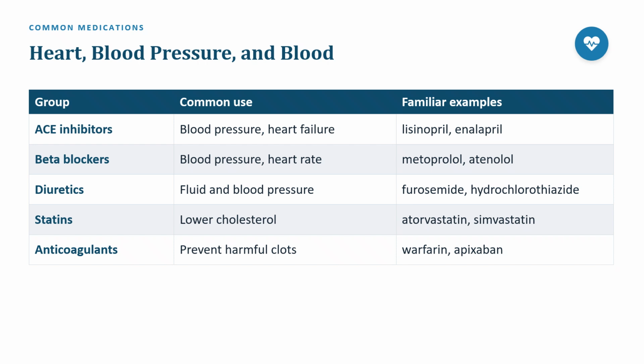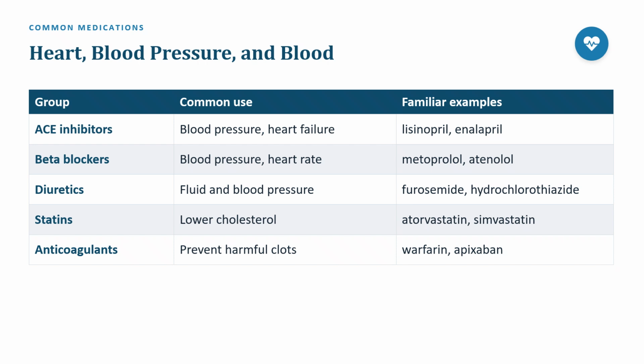Beta blockers, ending in olol, treat blood pressure and control heart rate, such as metoprolol and atenolol. Diuretics, often called water pills, help the body shed excess fluid and lower blood pressure, and common examples include furosemide and hydrochlorothiazide. Statins lower cholesterol, and you will see atorvastatin and simvastatin very frequently, recognizable by the statin ending. Anticoagulants or blood thinners prevent dangerous clots, with warfarin being the classic older example and apixaban a common newer one.